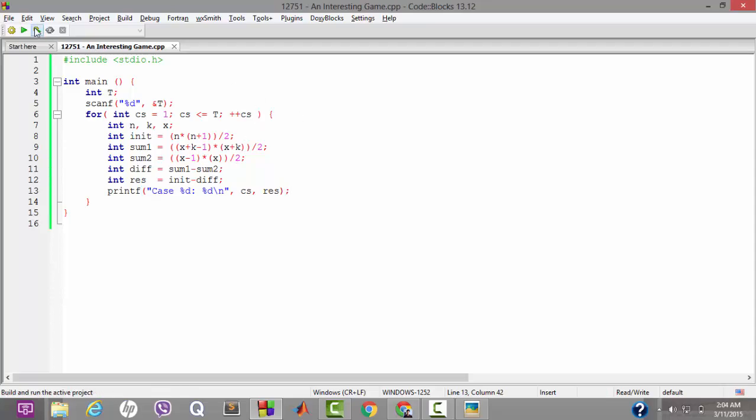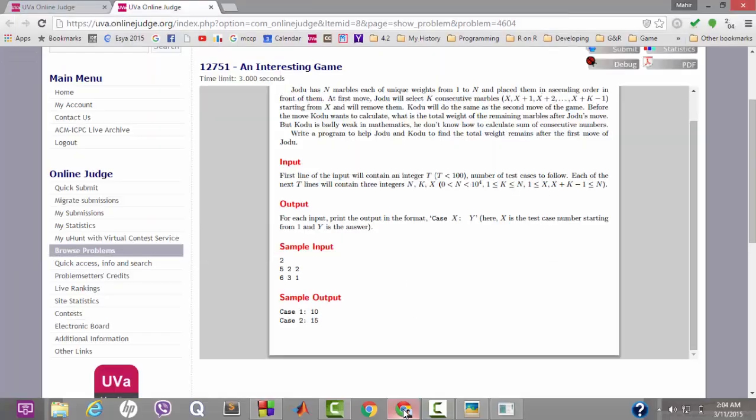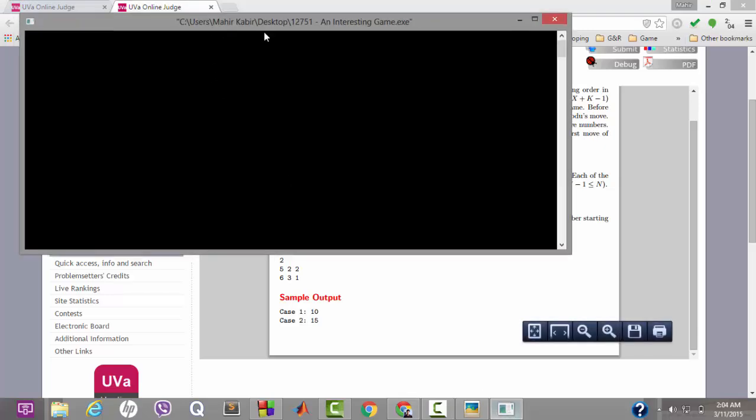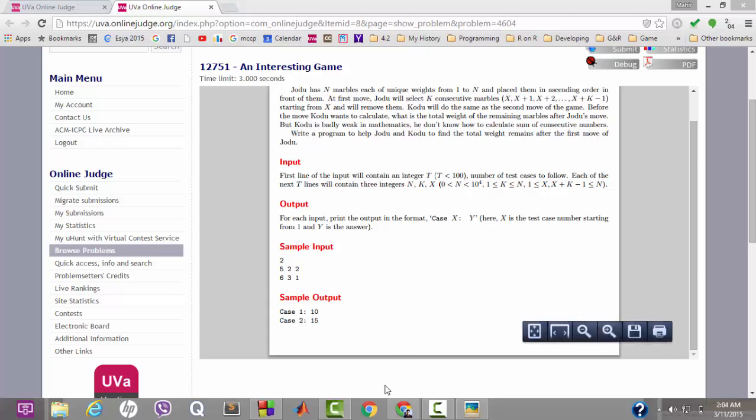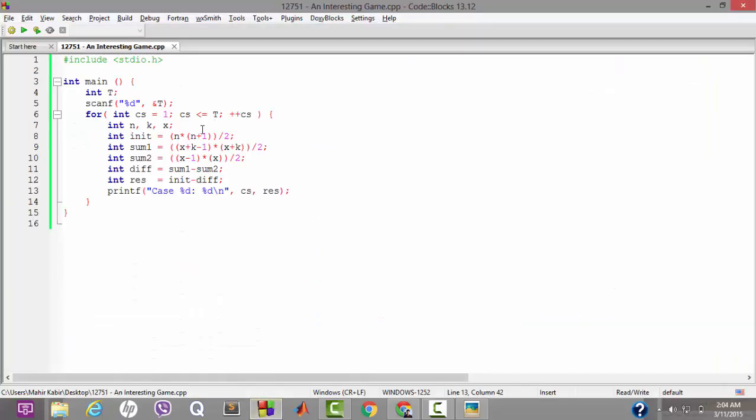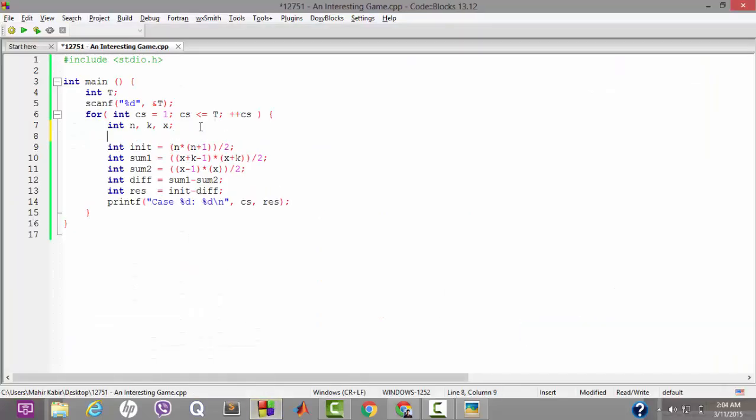Let's check if the output is correct. What I have done wrong here is I didn't take n, k, x as input. Okay, so let's try it again.